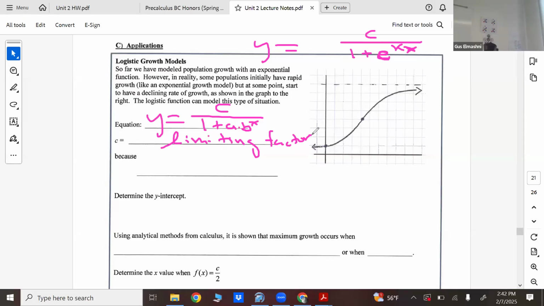So the E and the K would obviously be different numbers than A and B here, but they would serve the same purpose. It's kind of weird, but it does work that way.